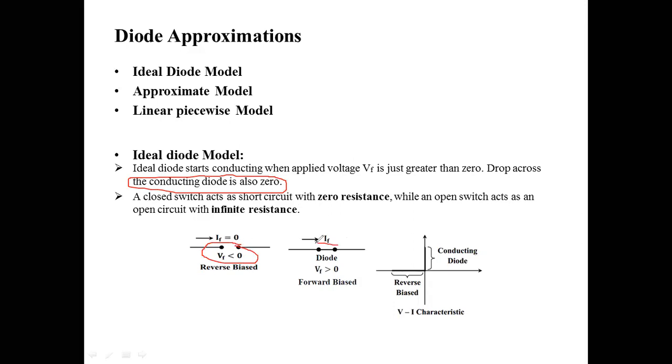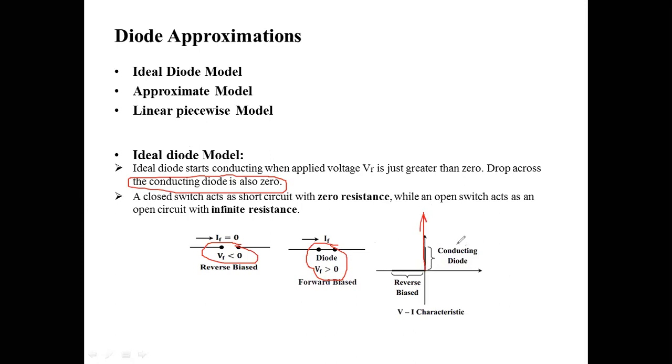The moment Vf, the forward voltage, is more than 0, it is a forward bias condition, and if Vf is less than 0, or negative voltage, it will be off. This is forward bias and reverse bias in an ideal diode. Now if I show the ideal diode characteristic, the V-I characteristic, exactly at 0, the moment the forward voltage becomes 0 or more, the diode turns on, therefore current increases at 0 voltage only.